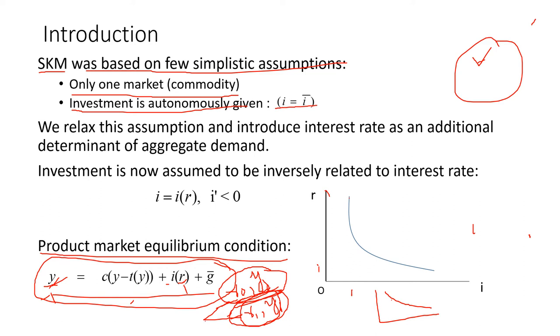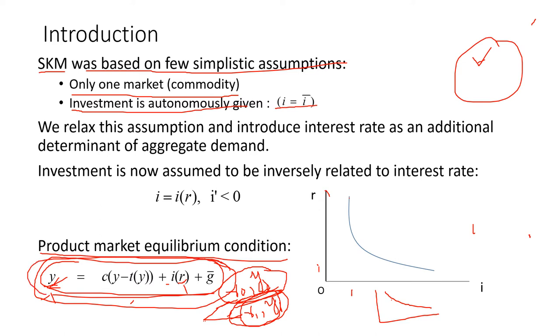That is a curve along which the product market is in equilibrium. So we are not able to get any specific equilibrium income. Remember, in the simple Keynesian model, when we solved this equilibrium condition, because r was not there, there was only one unknown, so we solved it and derived the equilibrium output as Ye. But here we can't get a specific Ye.